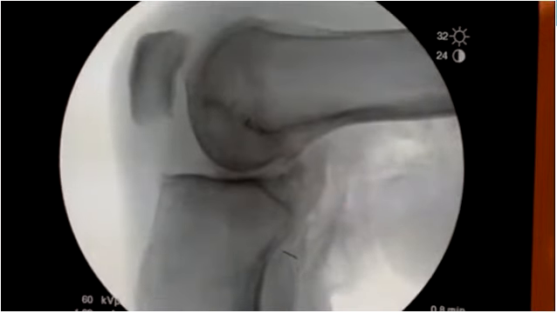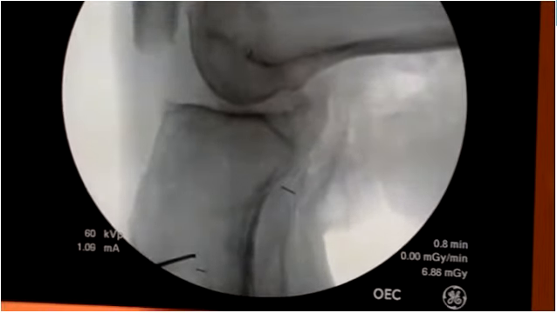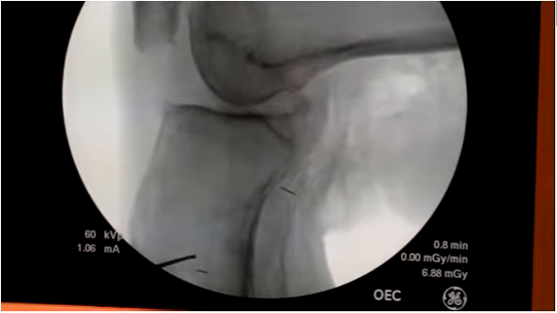Okay. Do you have a fluoroscope? Do you see the fluoroscopic image? Yeah, we can see it now. Okay. Thank you. So that's about 6 centimeters below.